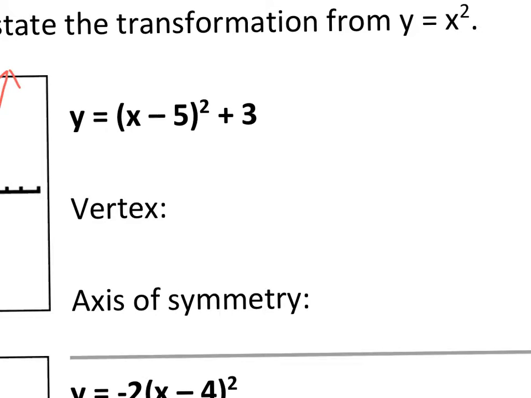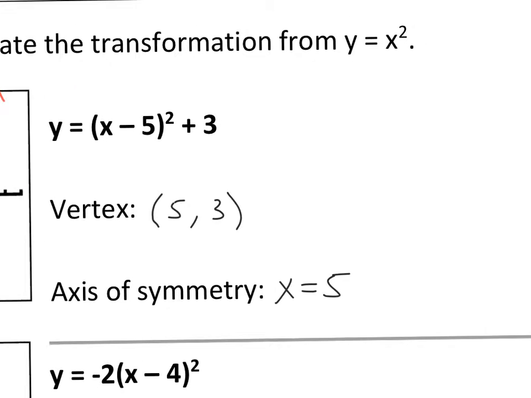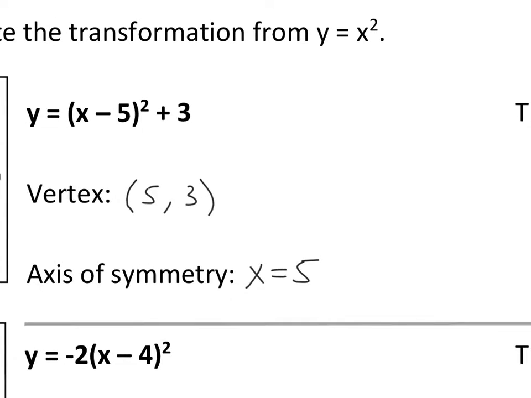And if you guys recall, we did review how to go over the vertex. It's the opposite of H, that's positive 5, and then whatever K is, and that's positive 3. So that's your vertex. Axis of symmetry, real easy: x equals that x coordinate, which is 5. All right, and then next is going to be what happened for the transformation, okay?